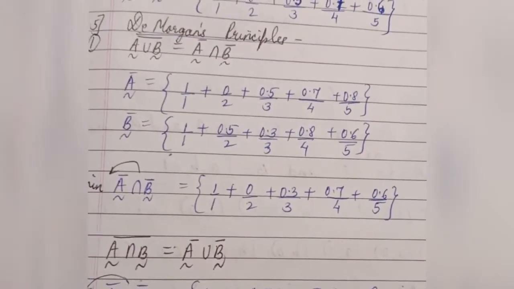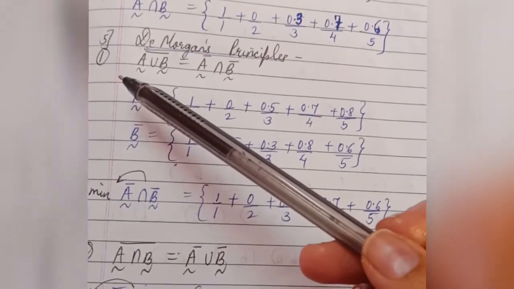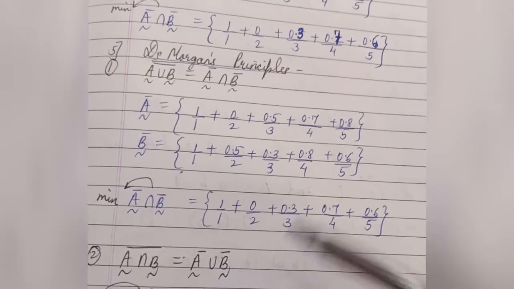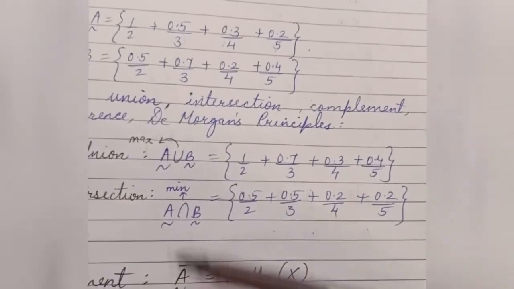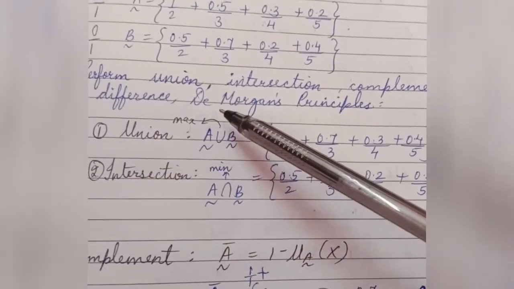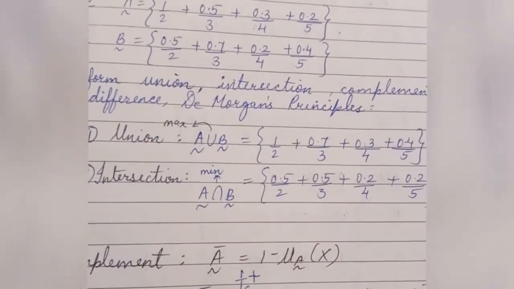So for De Morgan's principle, perform two operations. So this is the first principle and this is the second principle. In this video, we discussed union, intersection, complement, difference, and De Morgan's principles.